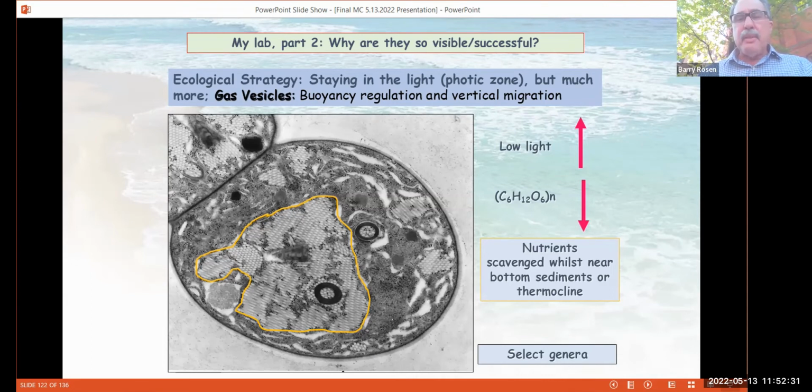And oh, by the way, when they're down there, they also can pick up a load of nitrogen or phosphorus, really phosphorus that gets liberated from sediments in the bottom of, let's say, a lake or any water body. Next.